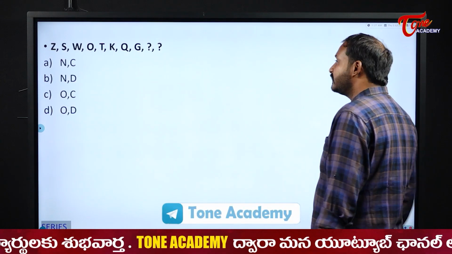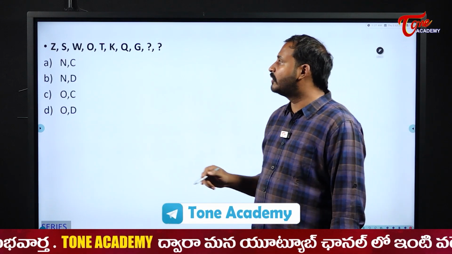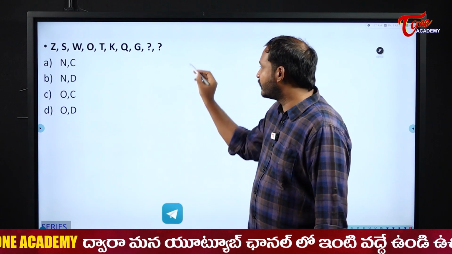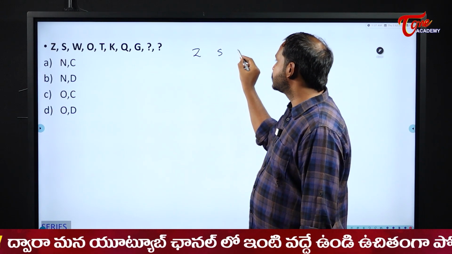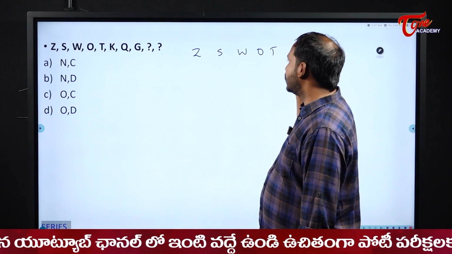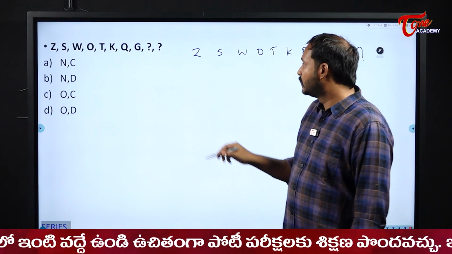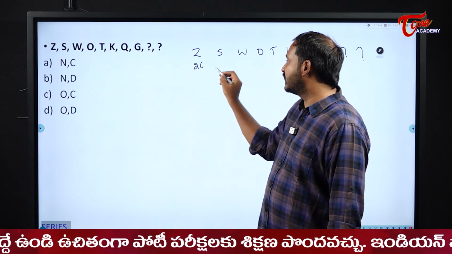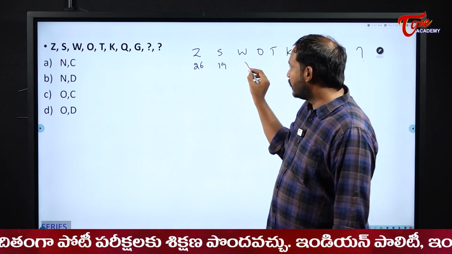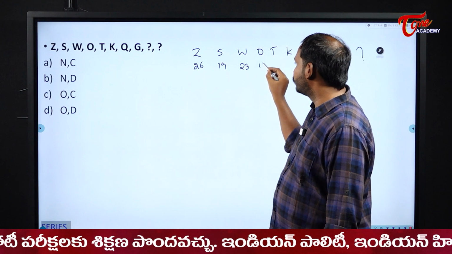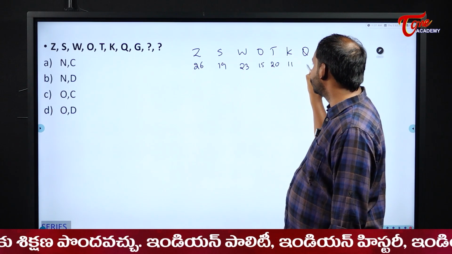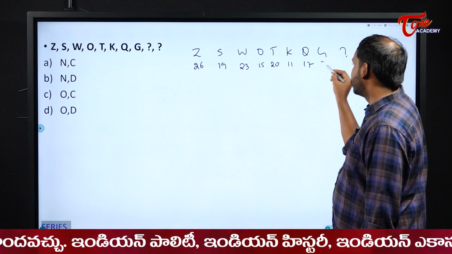Next one. See the next one. Z-S-W-O-T-K-Q-G. So we will try to write the place values. What comes in the next two? Z is the 26th alphabet, S is the 19th, W is the 23rd, O is 15th, T is 20, K is 11th, Q 17th, G is 7th.